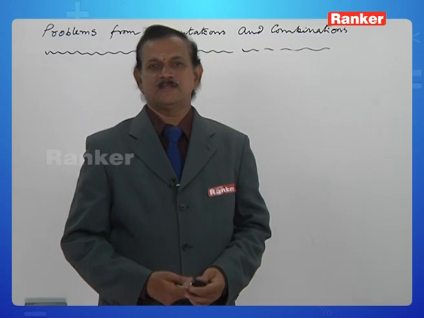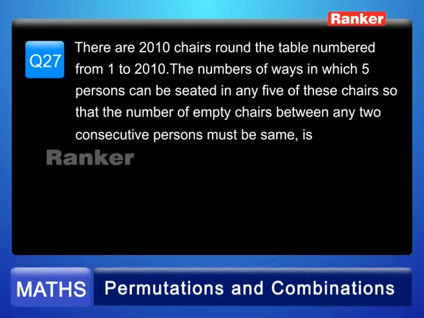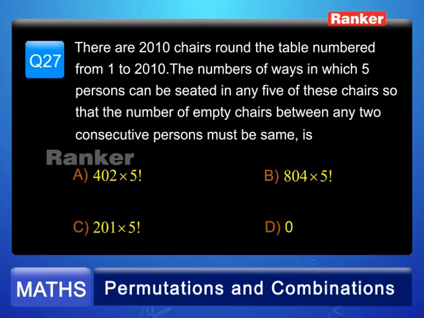The next question, that is question number 27. There are 2010 chairs around a table. They are numbered 1, 2, 3, 4, etc. up to 2010. They are numbered chairs. Find the number of ways in which 5 persons can be seated in any 5 of these chairs, so that the number of empty chairs between any 2 consecutive persons must be the same.